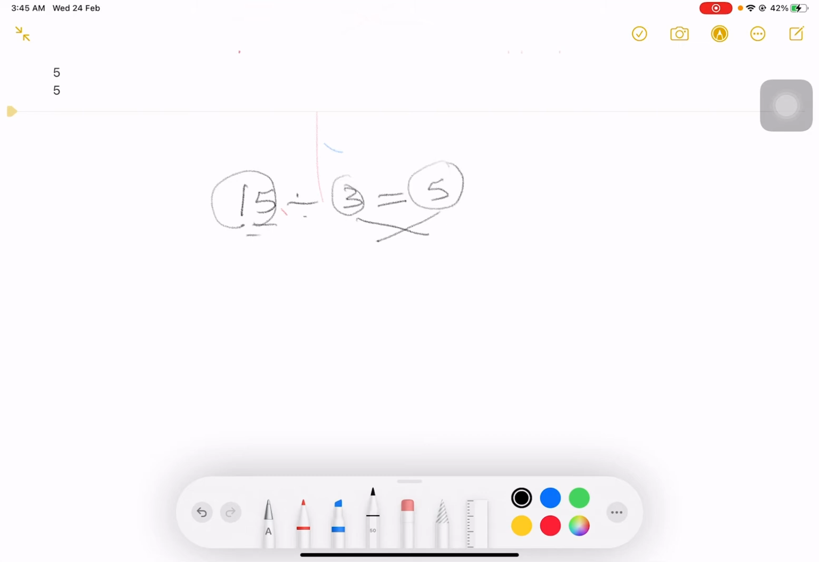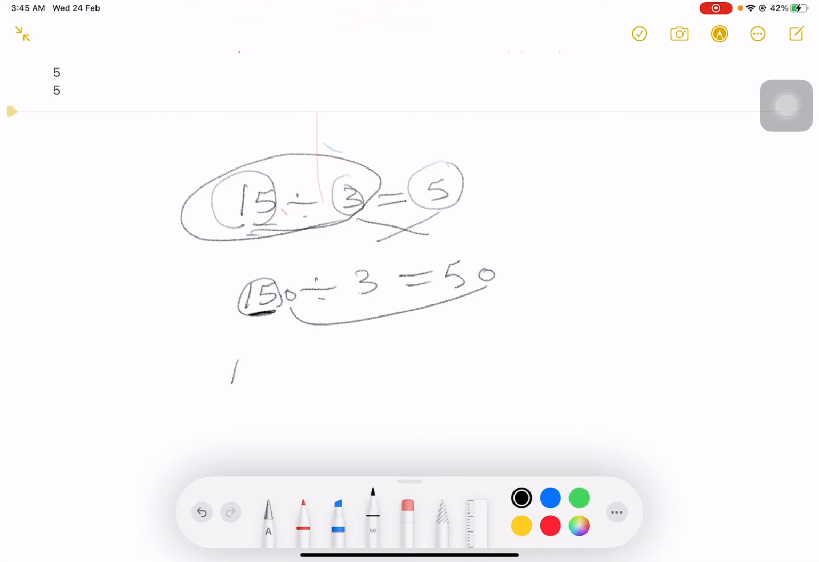Now, if I have, instead of 15, 150 divide 3. Don't look at the 0. Go to the basic division sentence. It's 15. This one is the basic fact. 15 divided 3, the answer is what? 5. Then you drop the 0, so it will be 50.